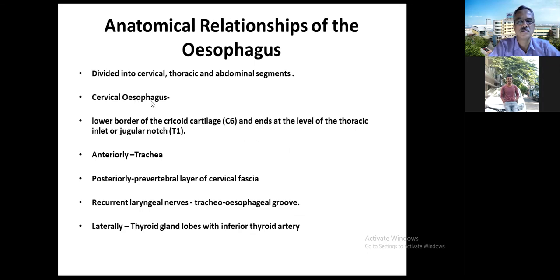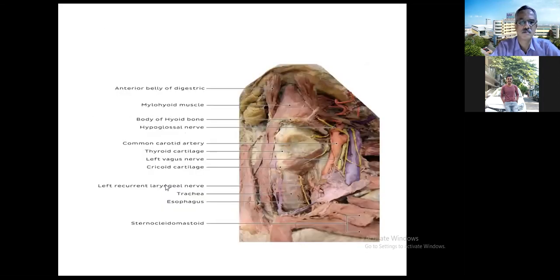As I said, the esophagus is divided into three segments. The cervical esophagus starts from the lower border of the cricoid cartilage to the thoracic inlet, the jugular notch that corresponds to the T1 level, where anteriorly there is the trachea. Posteriorly, we can appreciate the prevertebral layer of the cervical fascia. In the tracheoesophageal groove, we can see the recurrent laryngeal nerve.